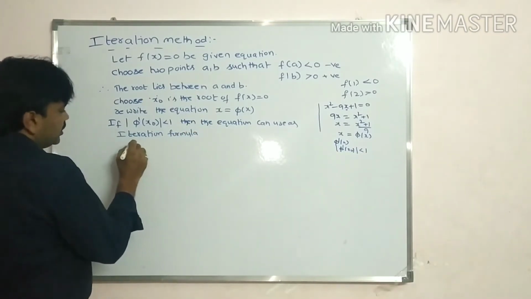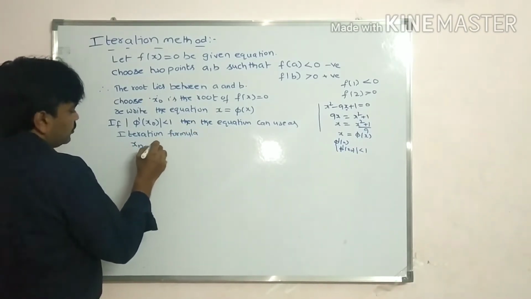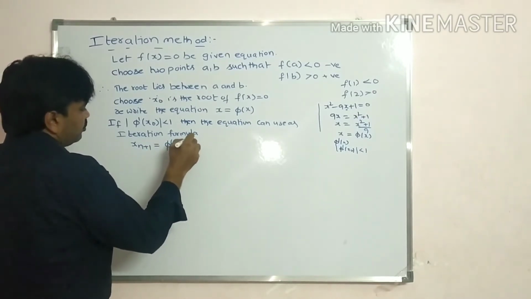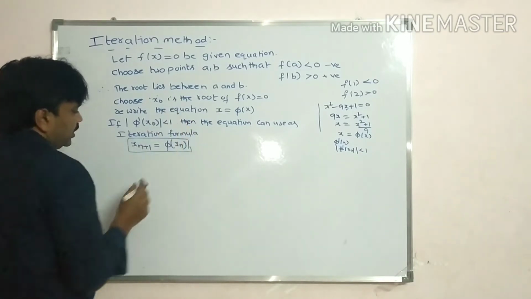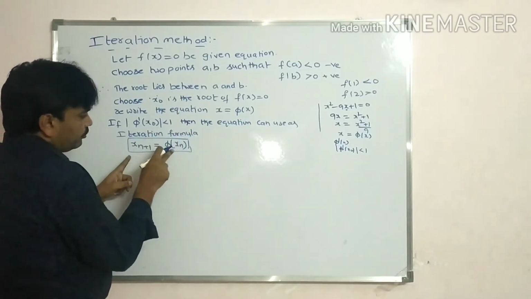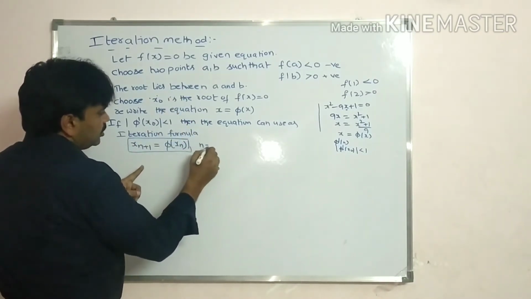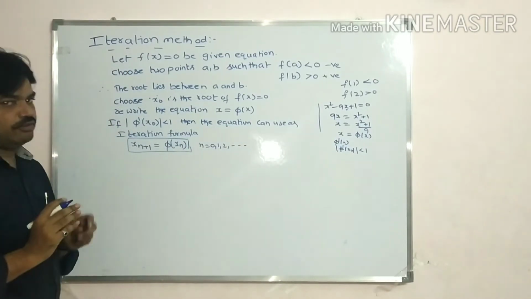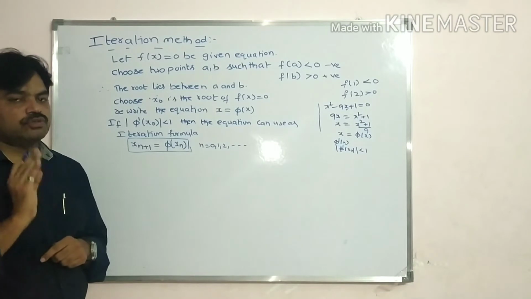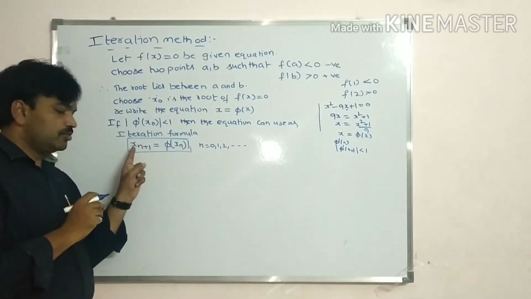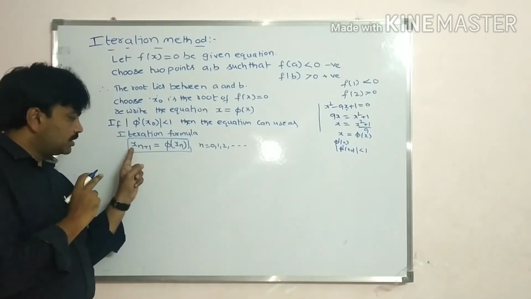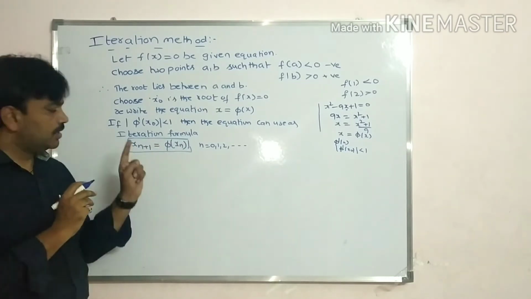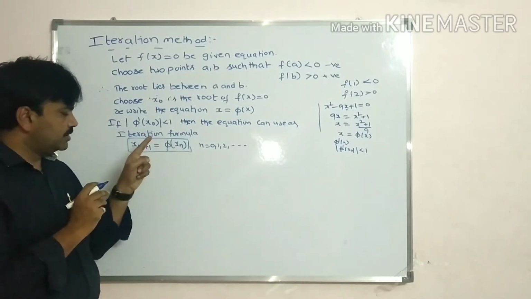What is iteration formula here? x n plus 1 is equal to phi of x n. This is important, students. What is formula? x n plus 1 is equal to phi of x n, where n is equal to 0, 1, 2, 3 and so on, students. Once again, x n plus 1 is equal to phi of x n.